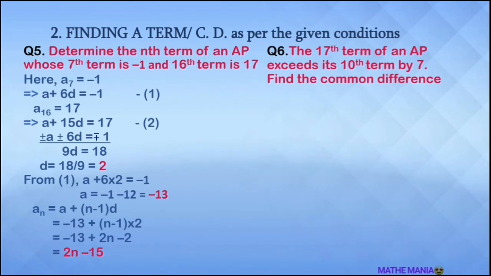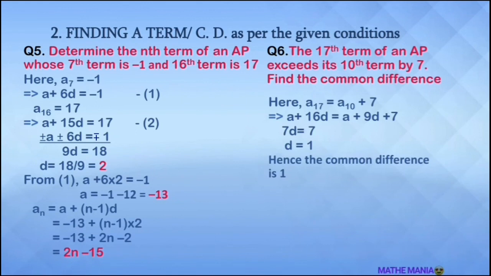Here we are given that the 17th term exceeds the 10th term by 7. Cancelling a from both the sides and simplifying, we get 7d is equal to 7 or d is equal to 1.